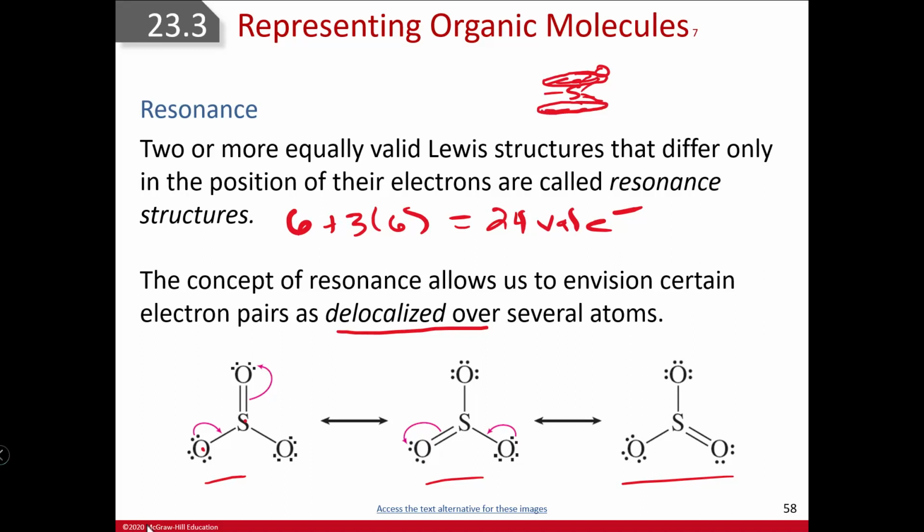And again, Lewis's theory is failing. None of these are correct, but this is the best way we can do it. And when we see 3 structures like this, we call it resonance. All right? Again, this is trigonal planar. This is a planar structure. This is AX3. If you remember from Chapter 9, Molecular Geometries, this is a flat structure, trigonal planar.